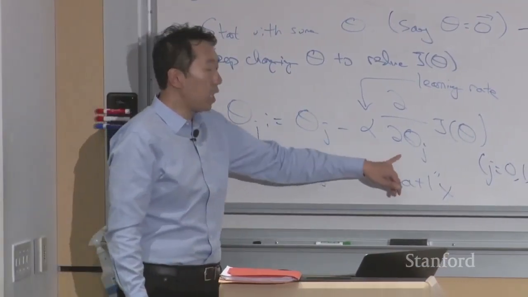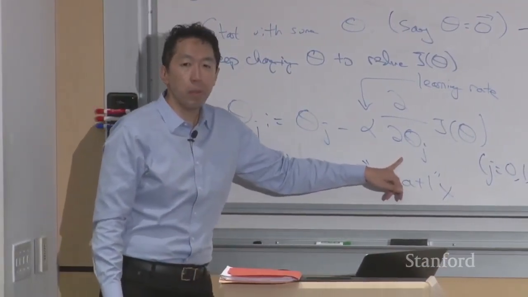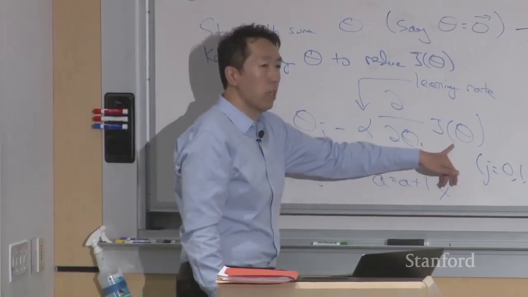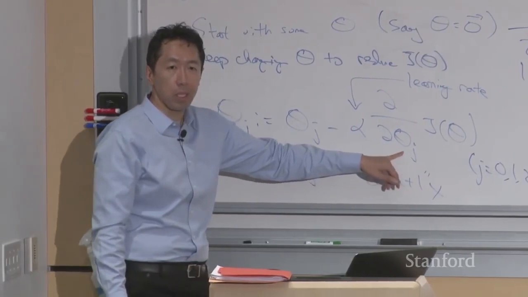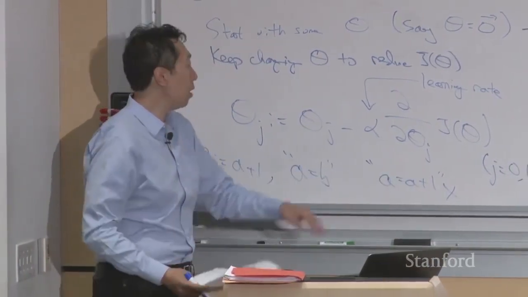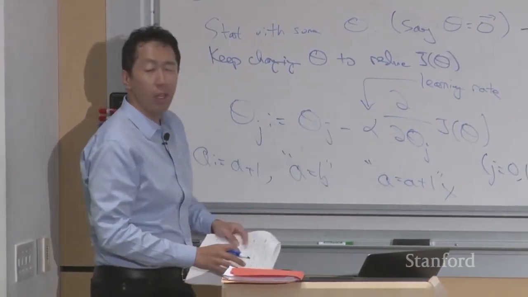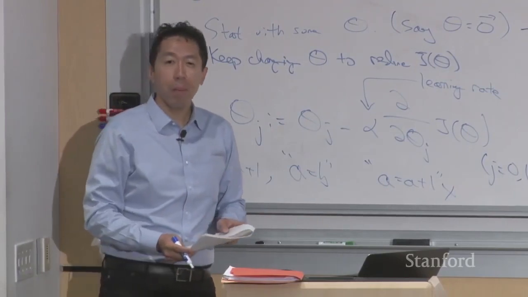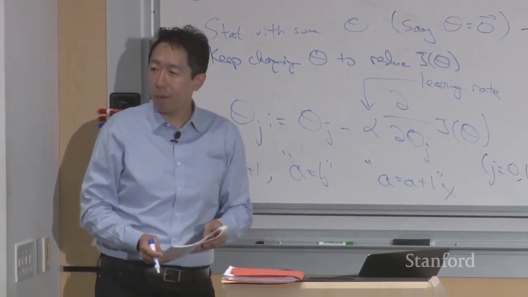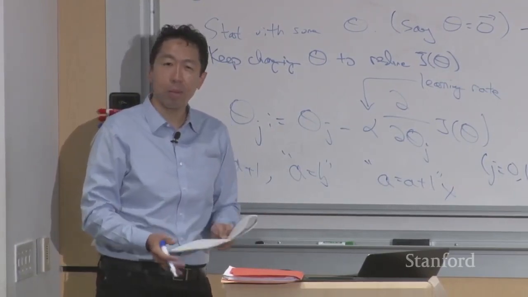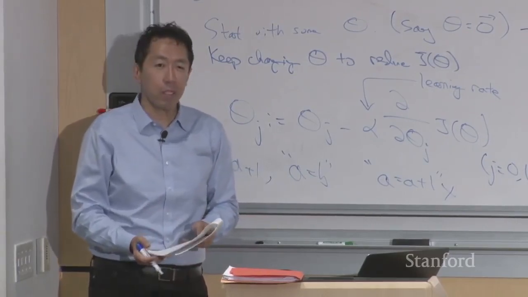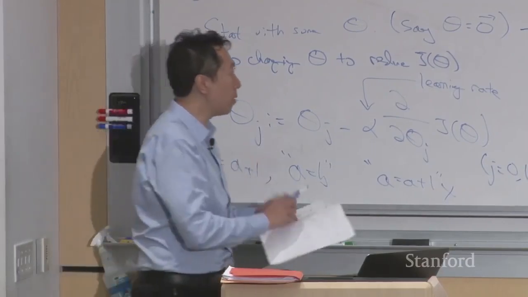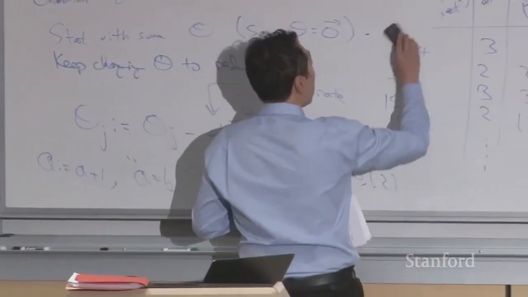alpha, the learning rate, times this formula. And this formula is the partial derivative of the cost function J of theta with respect to the parameter theta j. Okay? And this partial derivative notation, for those of you who haven't seen calculus or some of the prerequisites for a while, we'll go over in a bit greater detail in discussion section. But I'll do this quickly now.